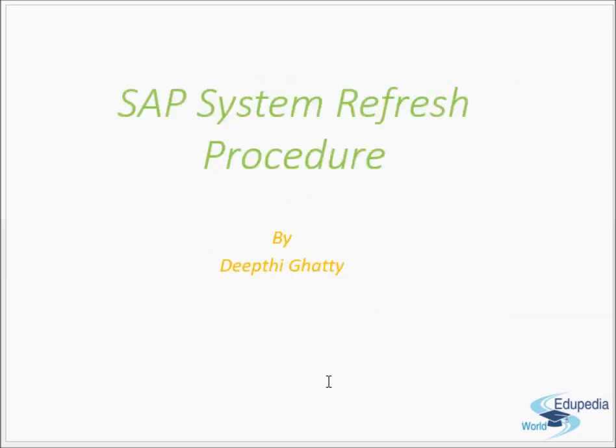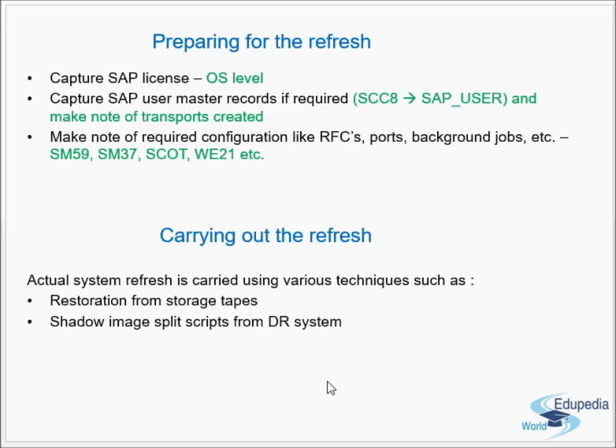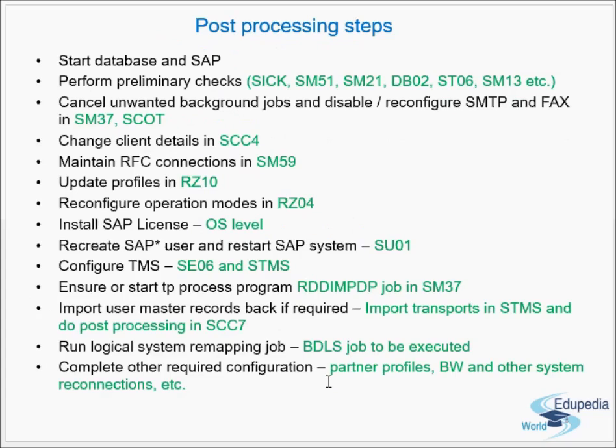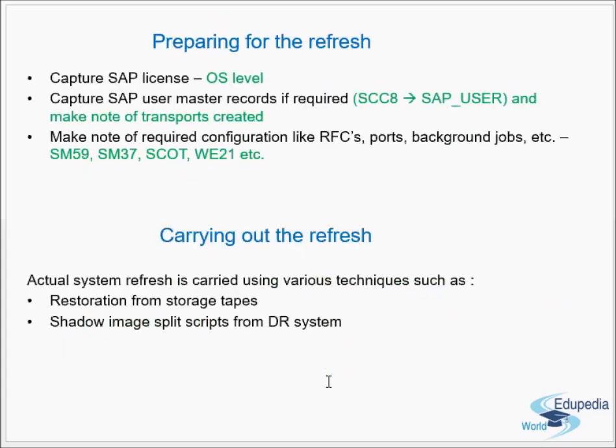So in this SAP system refresh or copy procedure, we have three important steps. You do pre-processing, you carry out the refresh and you do post processing. In pre-processing, you capture all the mirror configuration and make a note of it, like the SAP license, you export the user master records, all such things. Then we do the actual refresh. Please don't worry about this.